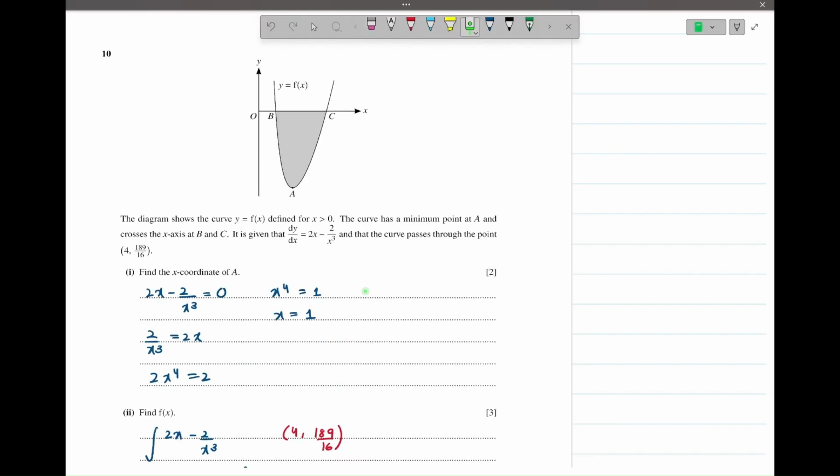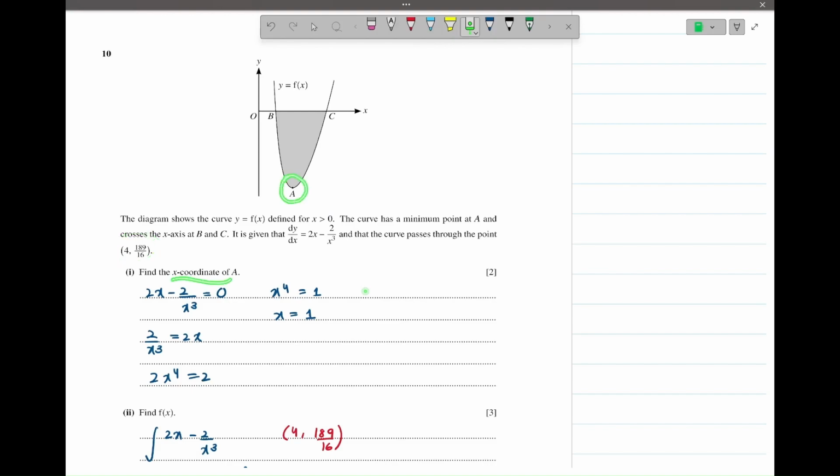Okay, now moving on to question number 10. This is the last question in this paper. It says the diagram shows this curve defined for x is greater than 0. The curve has a minimum point at A and it crosses the x-axis at B and C. This means that B and C are the x-intercepts in this case. And they've already given you the derivative of the actual equation of the graph, and it passes through this point. Find the x coordinate of A.